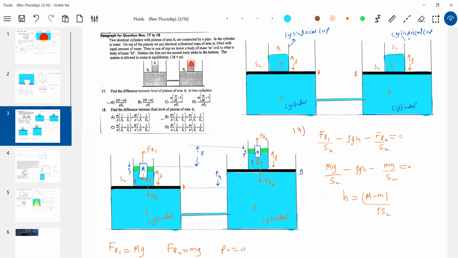Okay, now he's asking to find the difference between the final levels of the pistons of area S1. Here, this one. Means here also there are pistons. I am not showing it. Let it be that one. Okay, this is what is being asked, that R is unknown. I'll put it here. Is it okay? The question mark is what he has asked.